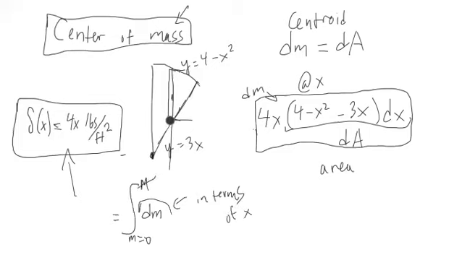So actually the bounds here intersect at 1. You can check, plug in 1 here and here, and you get 3 in both cases. So actually, if you change it to x, you're going to have an x value going from 0 to 1.